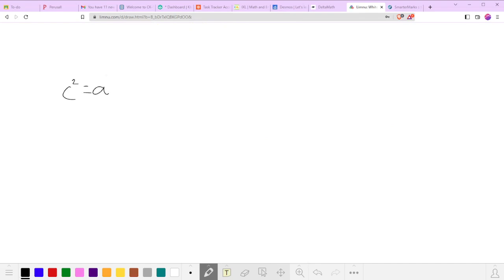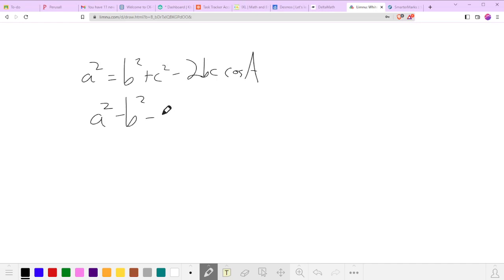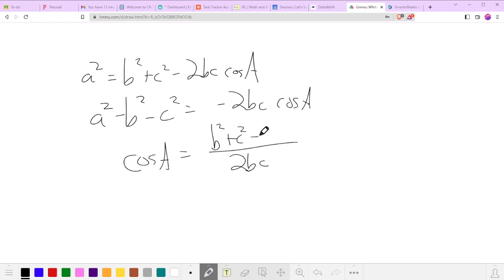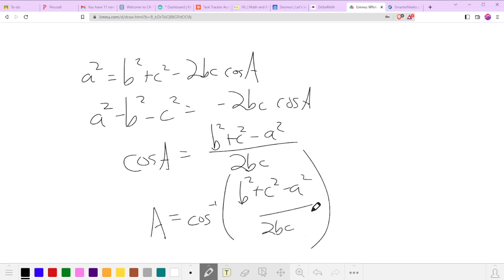So if we have c squared is a squared plus b squared minus 2ab cos C, and was it angle? Oh, we're asked for angle A. So let's use the angle A version. A squared equals b squared plus c squared minus 2bc cosine A. So we have a squared minus b squared minus c squared is a negative 2bc cos A. So cos A, when we cancel out our negative and divide, we have b squared plus c squared minus a squared. So A is the inverse cos of b squared plus c squared minus a squared over 2bc. This is the algebra that we will be using.